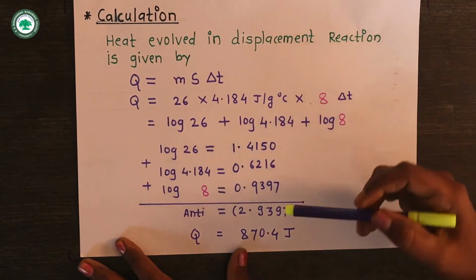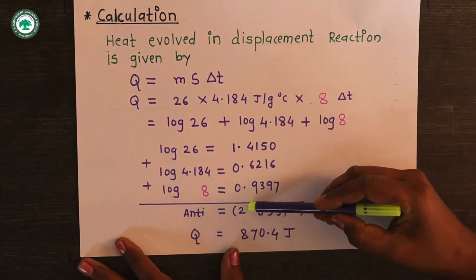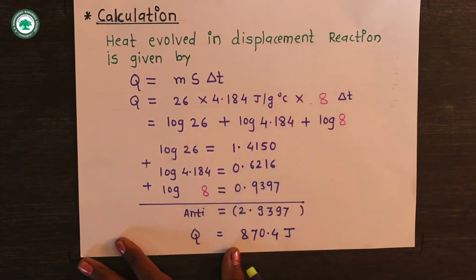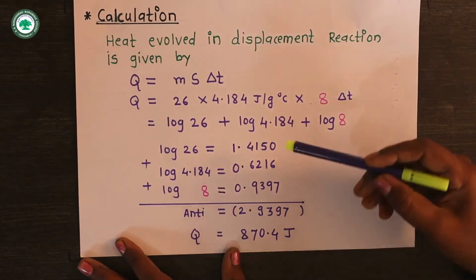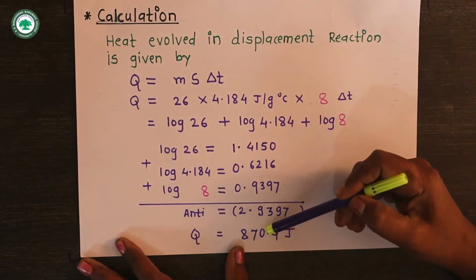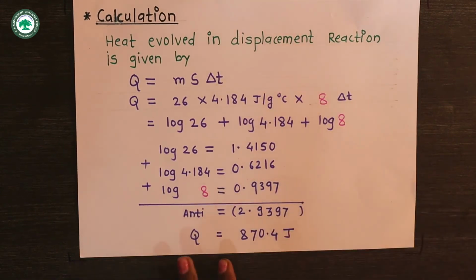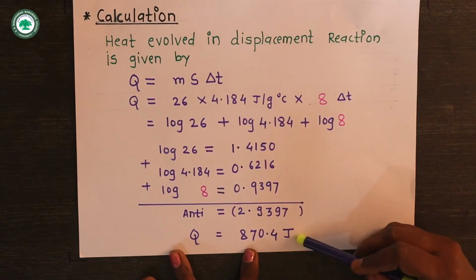Now the summation of all these 3 logs is found to be 2.9397. Now we have to see the anti-log of 0.9397, and that value is found to be 8704. Now before this point 2 digits are there, so we have to put the point after 3 digits, and that value is found to be Q is equal to 870.4 in terms of joule.